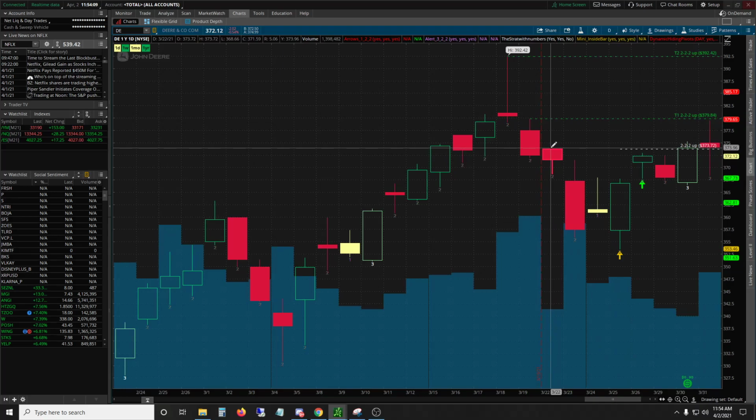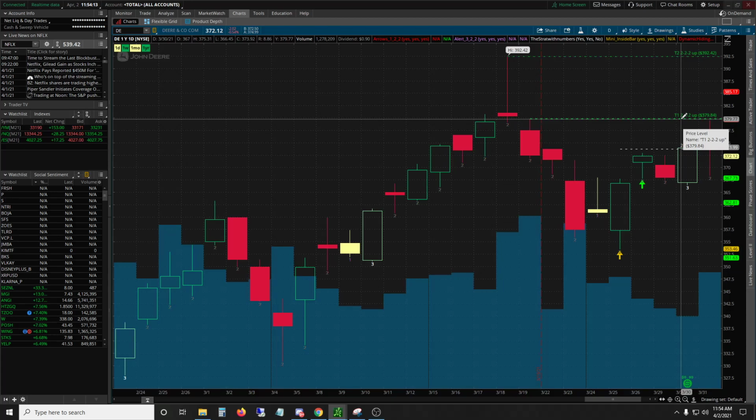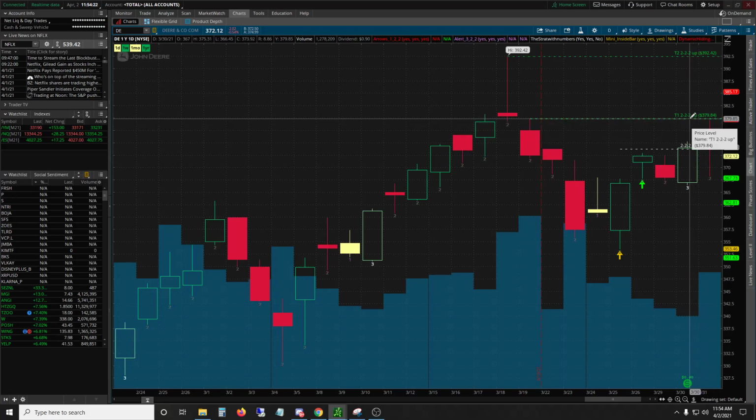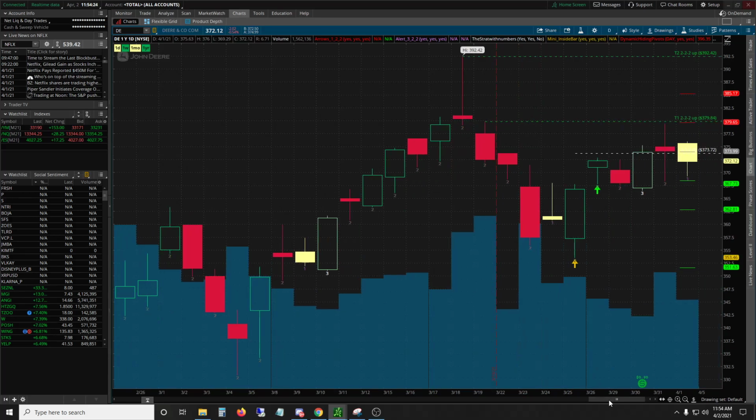Once we broke this high, which was on this day, my target one was right here at 379.84. You can see the high was 379.50. My target was 379.84. Didn't quite get there. However, you see we did have a $6 run from where my entry was marked. If you couldn't make money in that $6, then you probably shouldn't be trading.